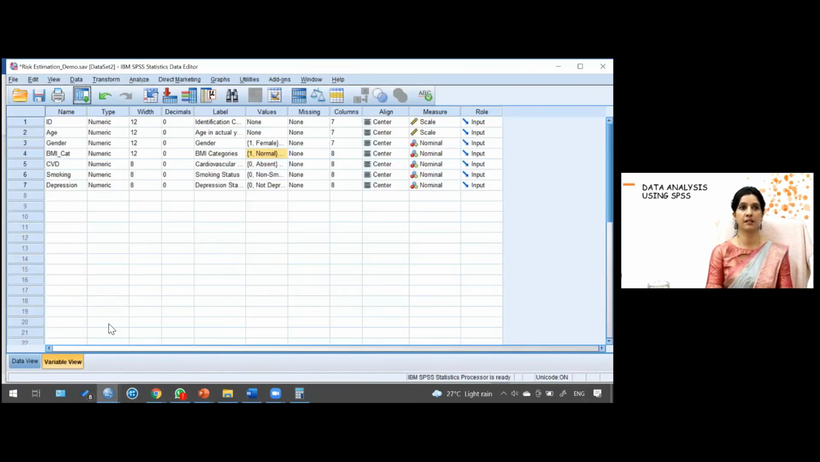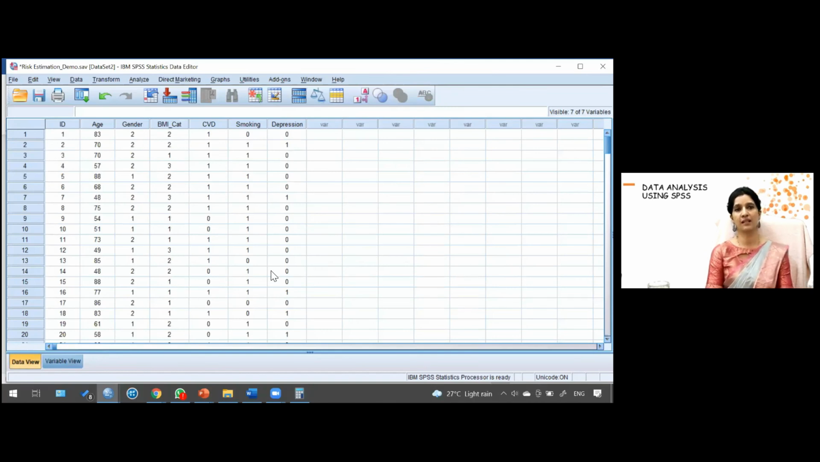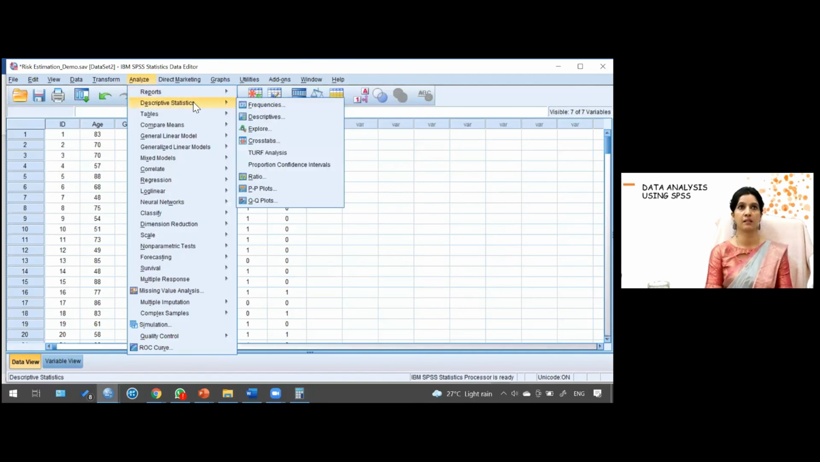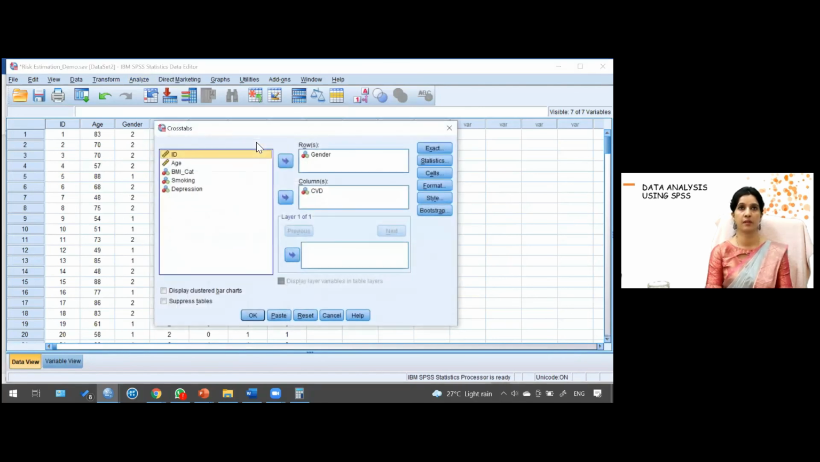This is my data set. This is my data view. So again, this is a crosstab. In risk estimate also, we have to make a crosstab. So I'll go to Analyze, Descriptive, Crosstab. So I'll reset this, because again, the same thing is there. But again, what is the dependent and independent variable? Here, the gender is the independent variable. So I have put that in row, and CVD status is in the column, right?